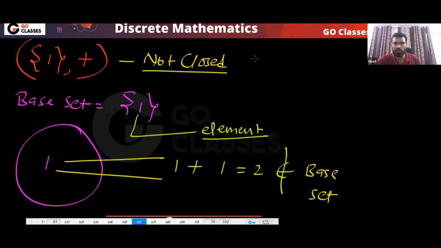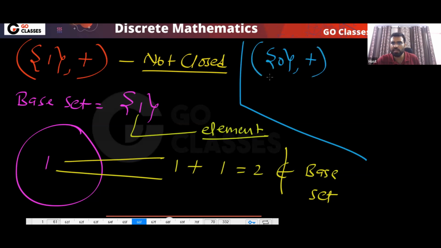And what about this one? If I give you 0 with addition, is this closed? Yes, this is closed, because if you take 0 plus 0, the result is 0, and this belongs to the base set. So this is closed.